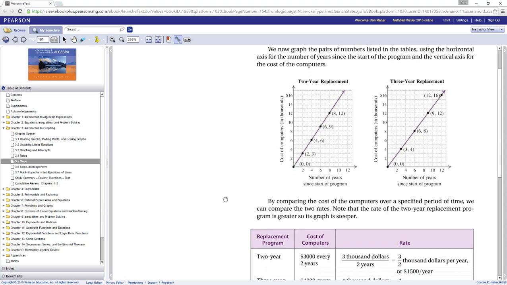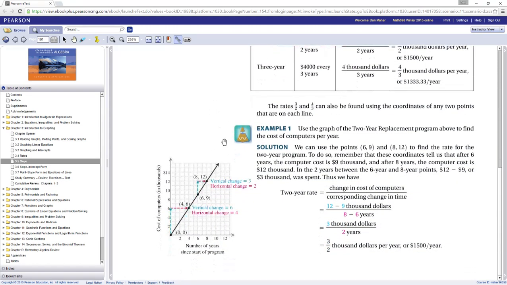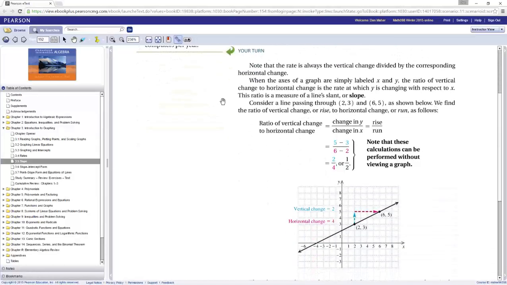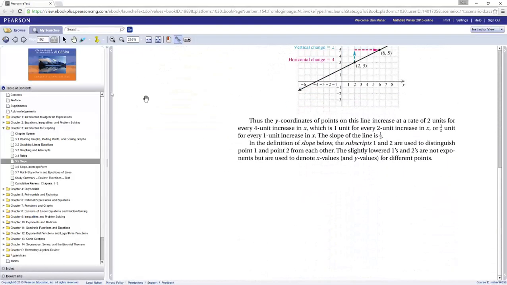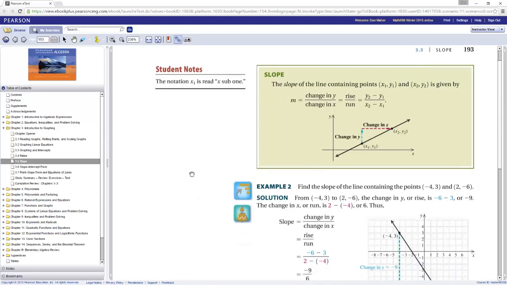And so they go back, going through some graphs that hopefully you're familiar with, and they start introducing this idea, this relationship as a fraction. That was rates, right? And one of the rates that we're going to use over and over and over is called slope. And here's where they define that.